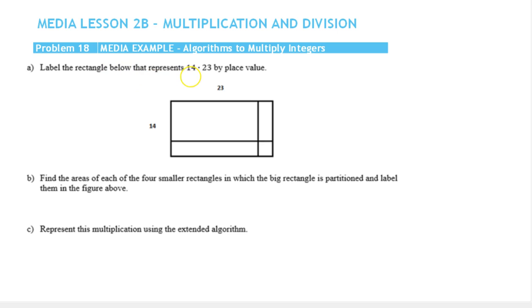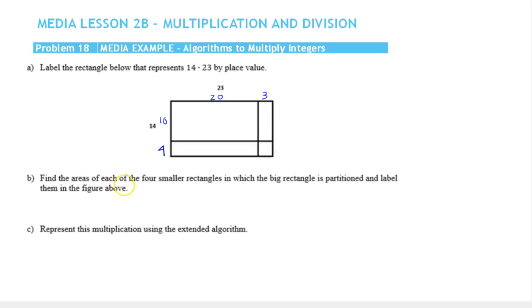Here's the same multiplication problem, 14 times 23. But now we're going to break it down by place value. Since this is 23, we're going to say that this length is 20 and this length is 3. And since this is 14, this length here is 10 and this one here is 4. And notice this is actually partitioning it just like the base blocks. This is where the flats are, this is where the rods are, and this is where the units are.